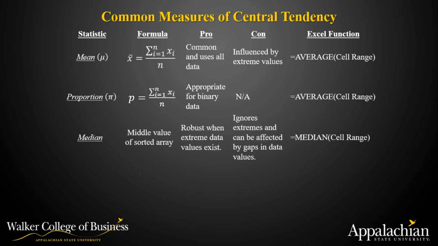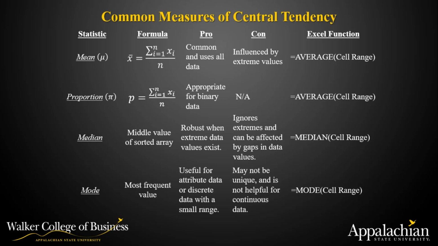Now, when the data are skewed and the mean becomes misrepresentative of the central tendency, we typically report the median as a better measure of central tendency since it is robust to extreme values. It is simply the middle value of a sorted array of numbers and can be calculated in Excel by typing in equals median and providing the cell range.